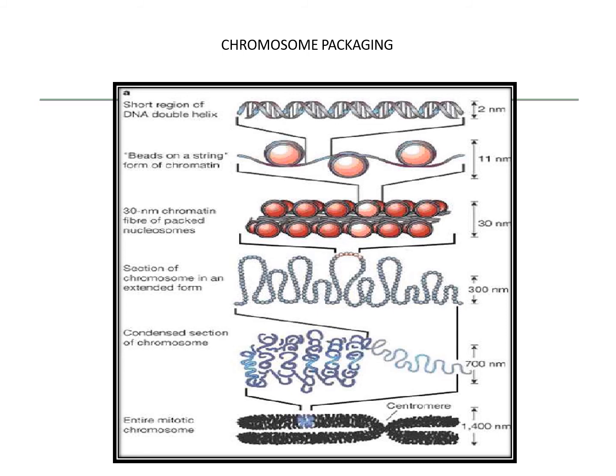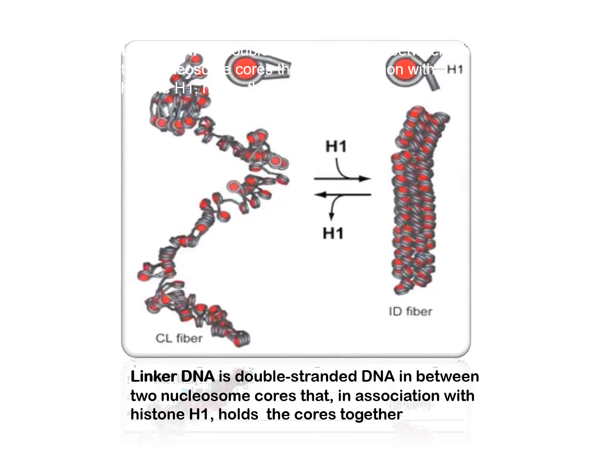In the third section, we can see that the chromatin fibers are packed and they form nucleosomes. And then further condensation takes place. So in the last part, we can see the entire mitotic chromosome visible in its condensed form. In this diagram, we can see the linker DNA, which is double-stranded DNA present in between 2 nucleosome cores, that in association with histone H1 holds the cores together.